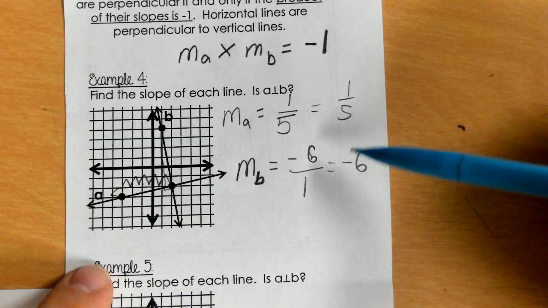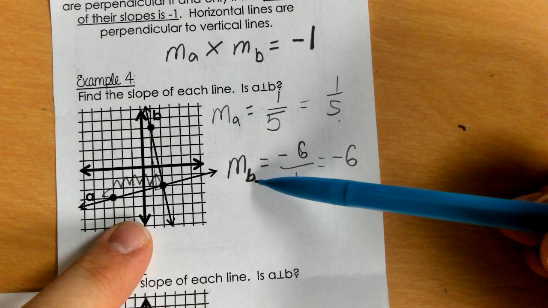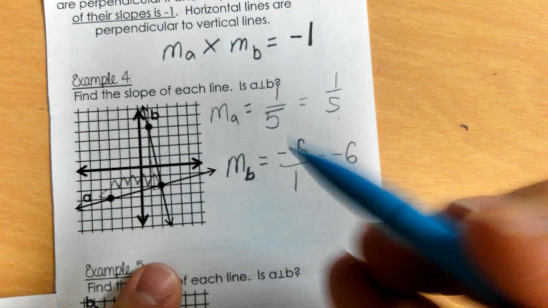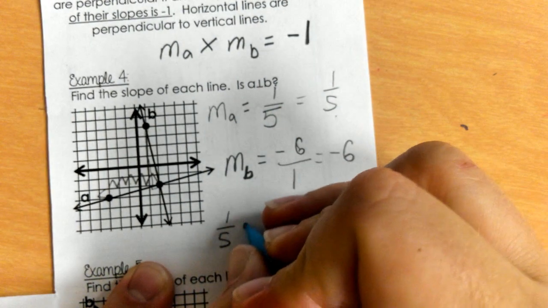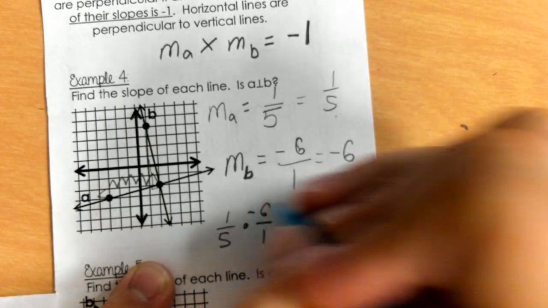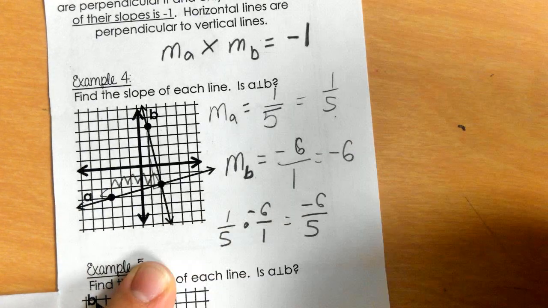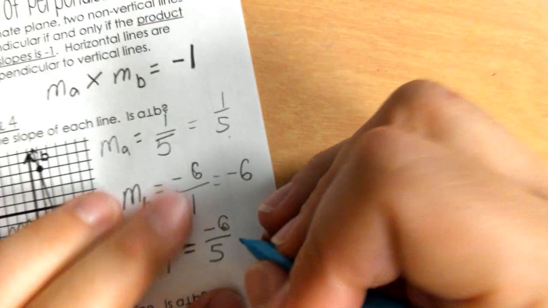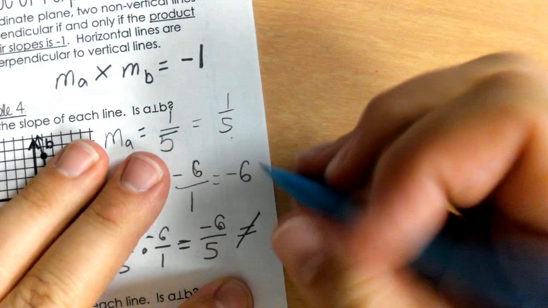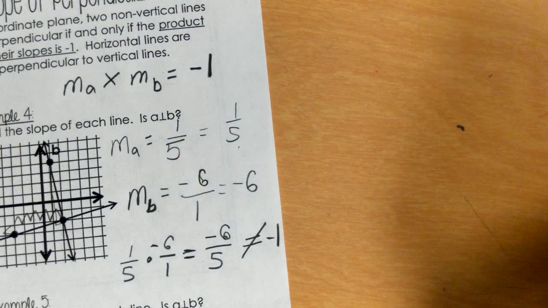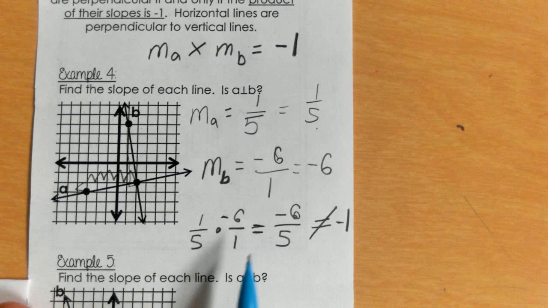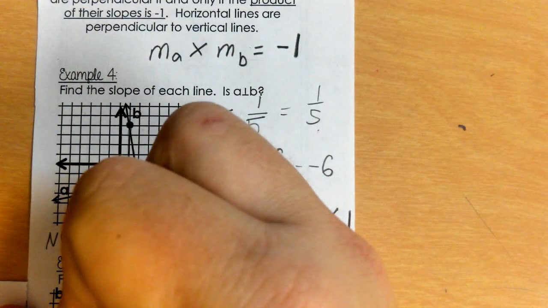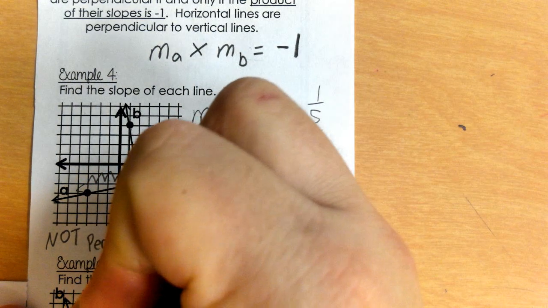Okay, so she got the slope of A is 1 over 5. The slope of line B is -6. Let's multiply them. 1/5 times -6 over 1. I get -6 over 5. -6 over 5 does not equal -1, and because it does not equal -1, we would say they're not perpendicular.